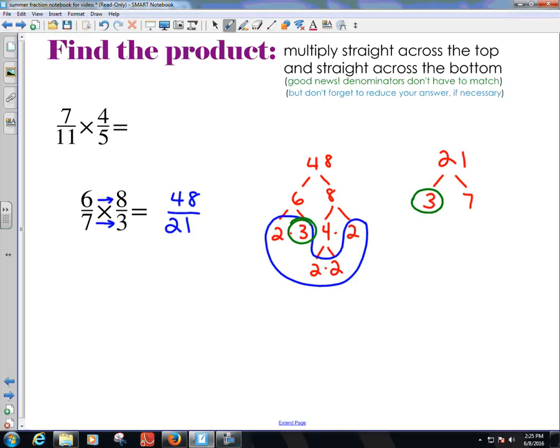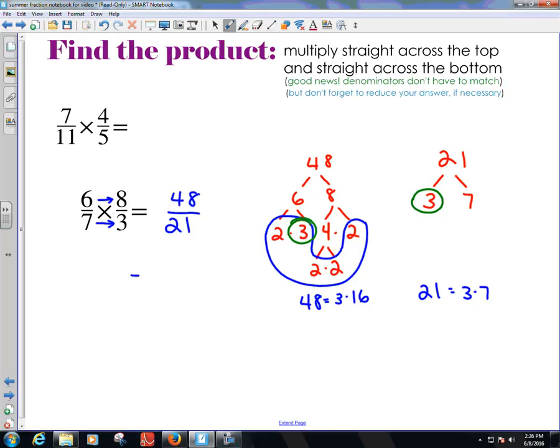So now I need to figure out how to do this. So I say, all right, 1, 2, 3, 4, 2 times 2 is 4. 4 times 2 is 8. 8 times 2 is 16. So 48 is equal to 3 times 16, and 21 is equal to 3 times 7. Do I write all this stuff down? No, this is so you can see my thought process.